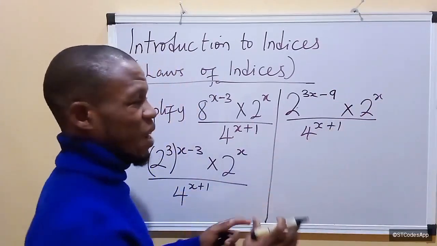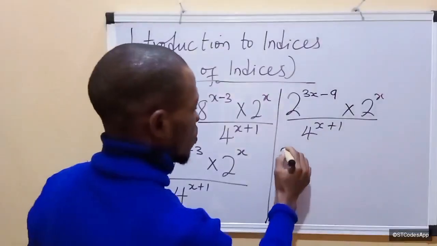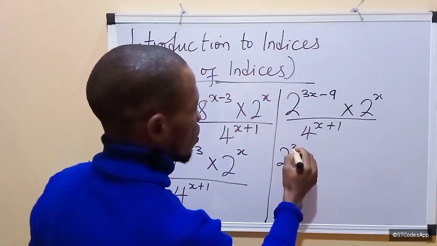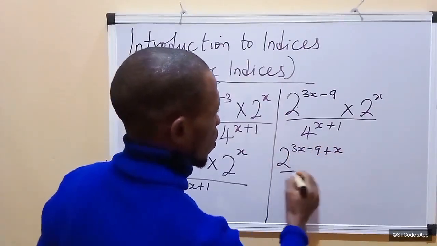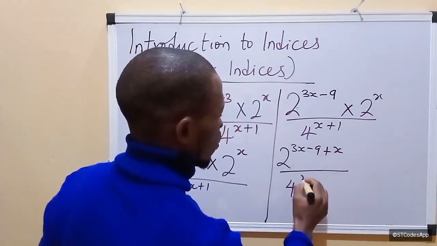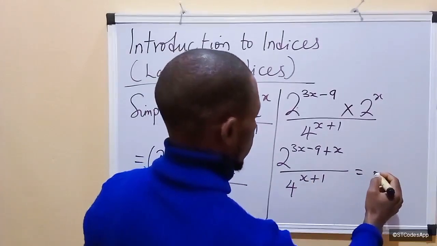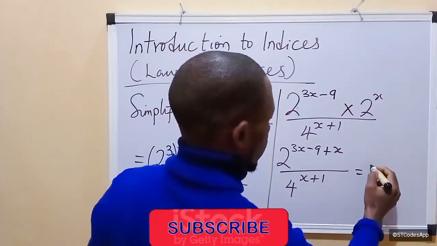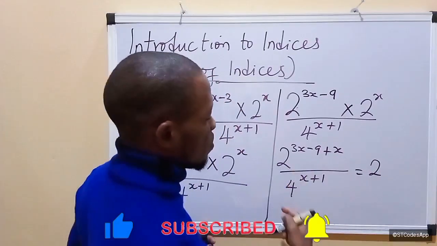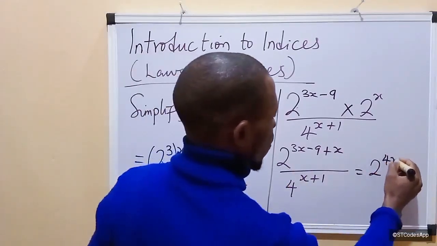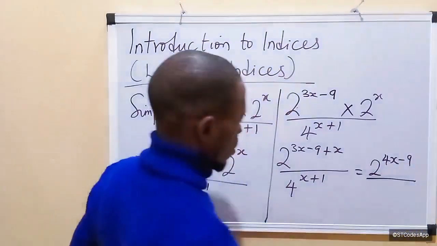Since the bases are the same, we can add the powers, applying the law of multiplication. So this is going to become 2 raised to the power 3x minus 9 plus x all over 4 raised to the power x plus 1. And this should be equal to 2 raised to the power 3x plus x gives us 4x. So we have 4x minus 9 all over.